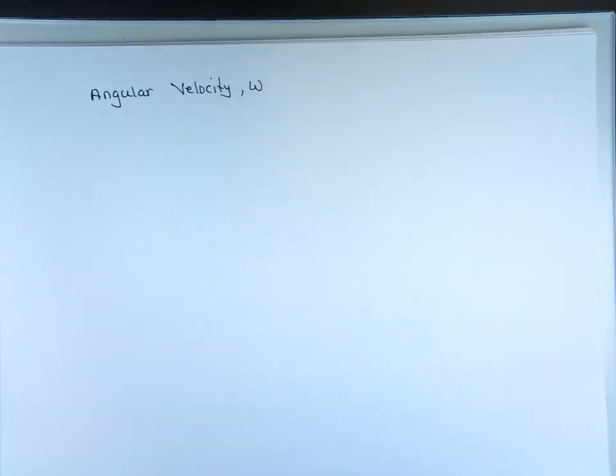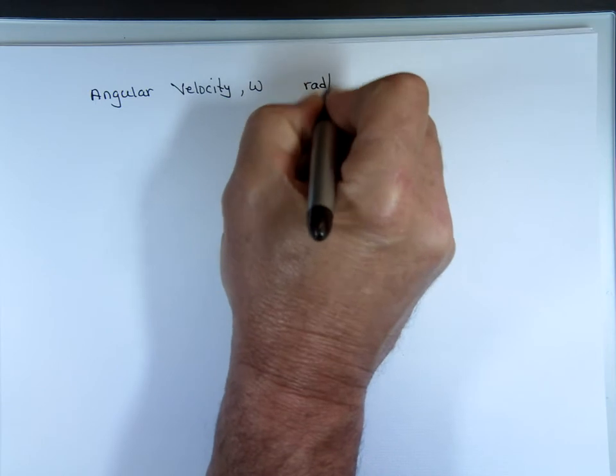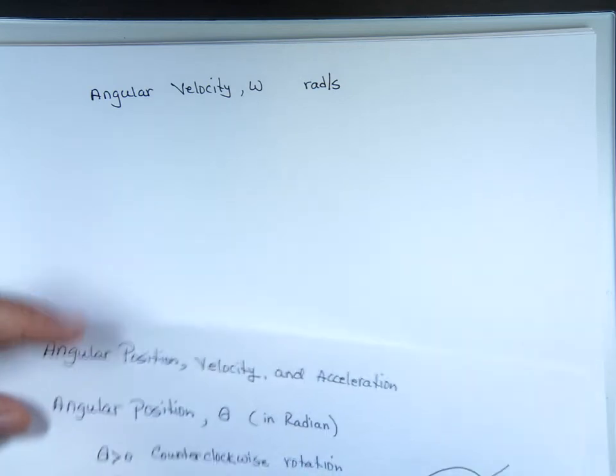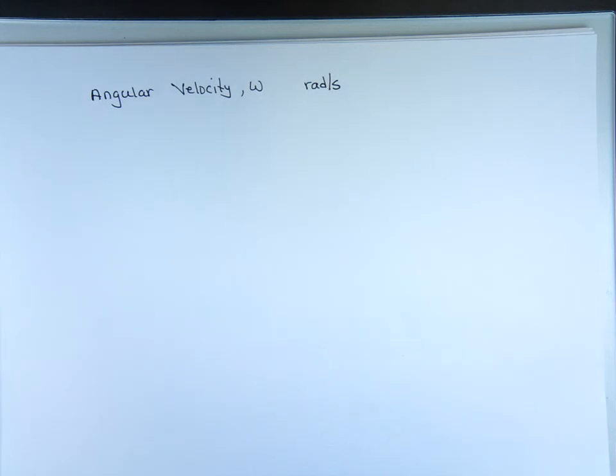So what about the angular velocity? Again, angular velocity, we use omega for that. The units for that are radians per second. Just like the distance, angular position, the unit for that is radians.